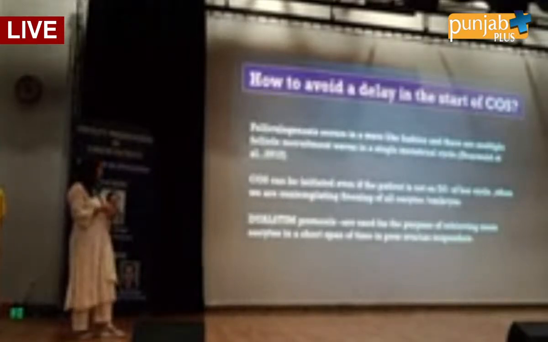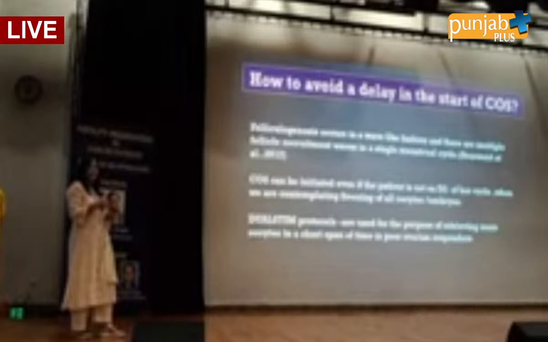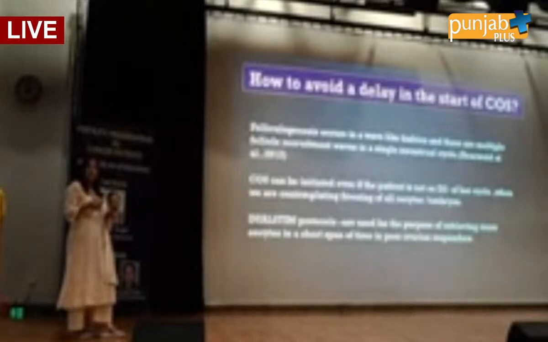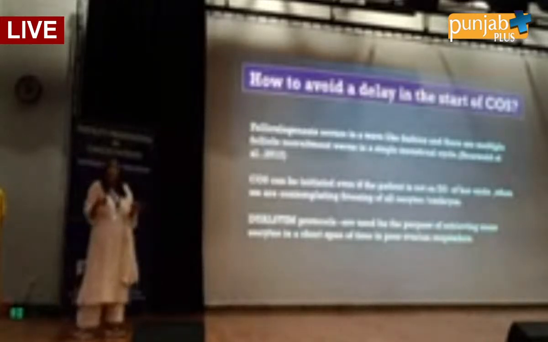So ovarian stimulation can be initiated even if she is not on day 2 or day 3 of the cycle. And dual stimulation protocols are protocols where we give her stimulation 2 times in the same cycle. We start in the proliferative phase, we give her gonadotropins with the antagonist protocol, we give her an agonist trigger, we do her oocyte pickup, then we wait for 5 days, and after 5 days, we start another similar cycle of stimulation. Because there are many patients who will just make 1 egg or 2 eggs.